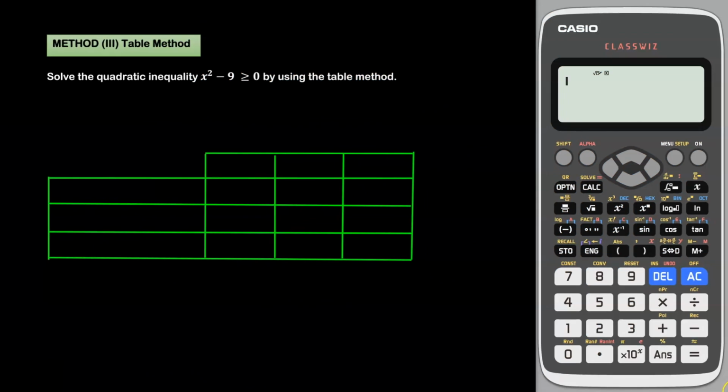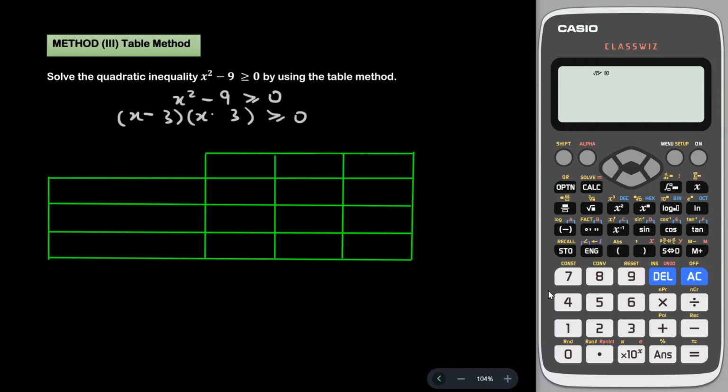Method 3 is using the table method. Solve the quadratic inequality x squared minus 9 more than or equals to 0 by using the table method. First, we write down the question, x squared minus 9 more than or equals to 0, and then we factorize this into two brackets, more than or equals to 0. So x squared is x and x, 9 is 3 times 3, and then 1 minus and 1 plus.